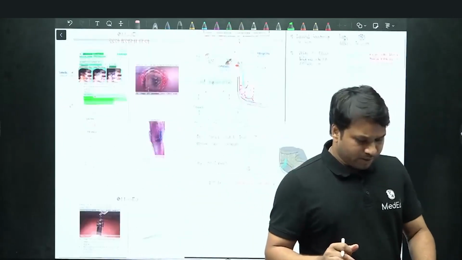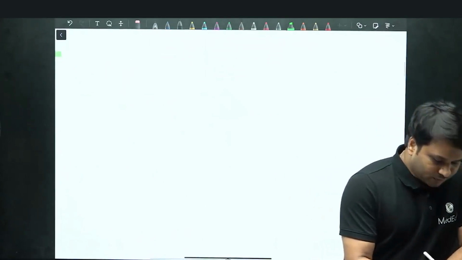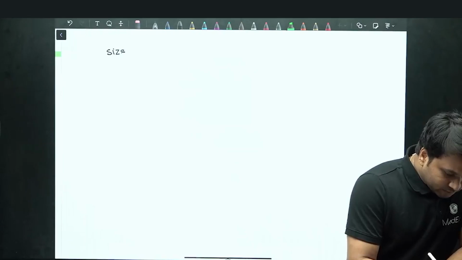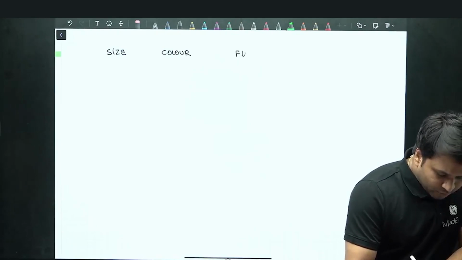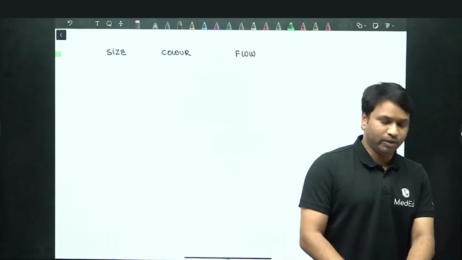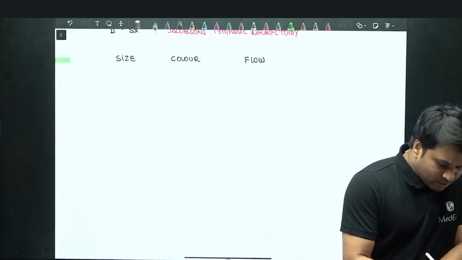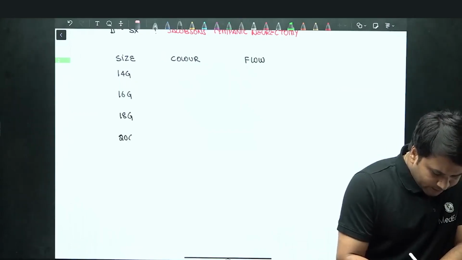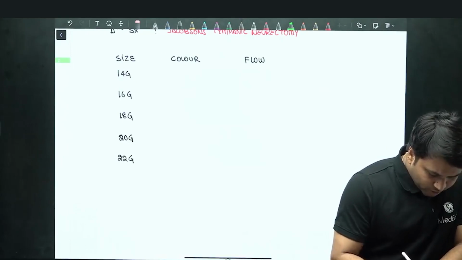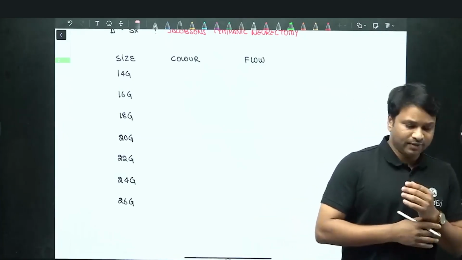So again, we'll be talking about how you analyze that. It's a very simple component. Now, I'll talk about the size of the cannula. We talk about the color code, and then you have the flow rate. Now, when you talk about the cannulas, we have the 14 gauge needle, the 16 gauge needle, the 18 gauge needle, then the 20 gauge needle, then 22 gauge, then the 24 gauge needle and the 26 gauge needle. These are the standard needles that we have, right?